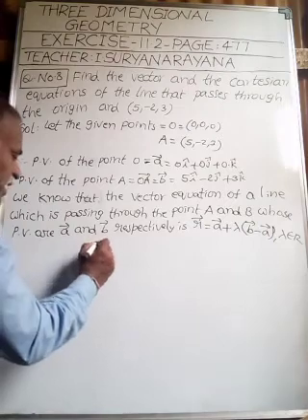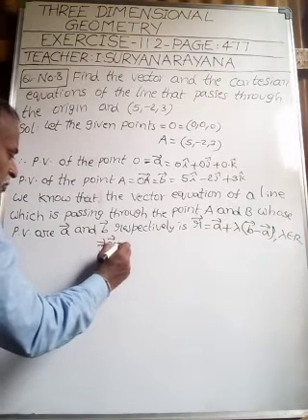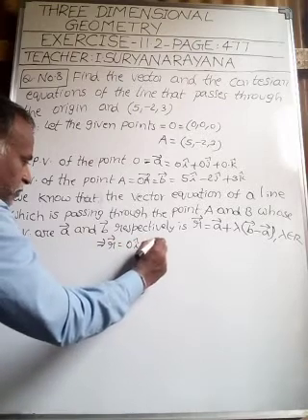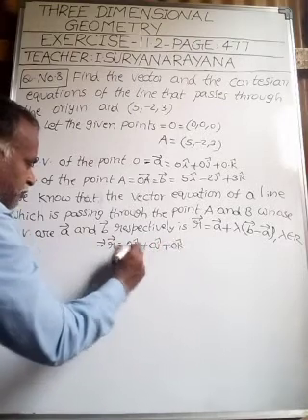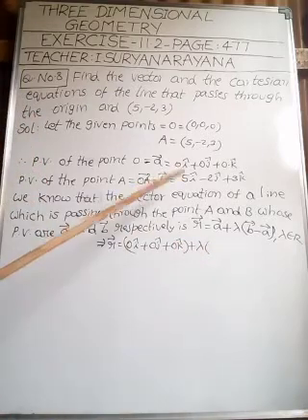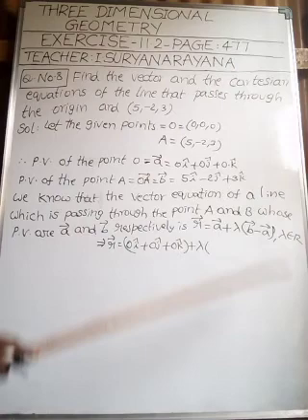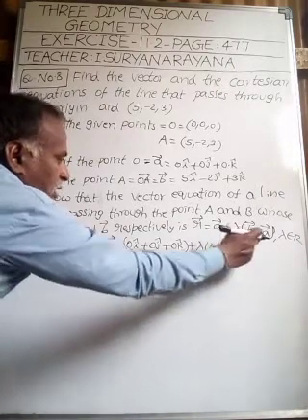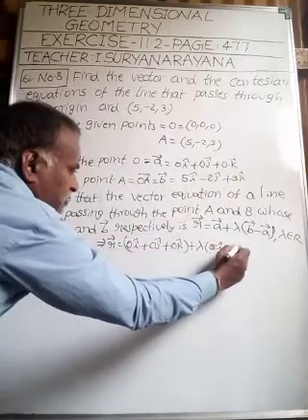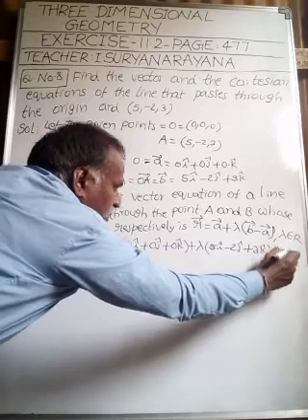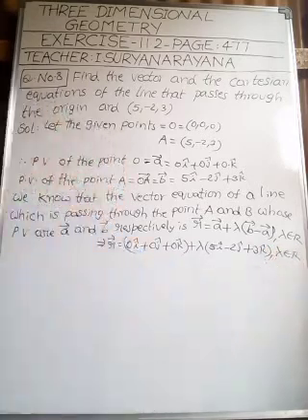Okay, my children, this implies R bar is equal to, what is A bar? 0 i cap plus 0 j cap plus 0 k cap plus lambda into, what do you get, B bar minus A bar, 5 i cap minus 2 j cap plus 3 k cap. Yes or no, my children? Here I am writing directly the B bar minus A bar value, 5 i cap minus 2 j cap plus 3 k cap, lambda belongs to R. This is the vector equation of the line.